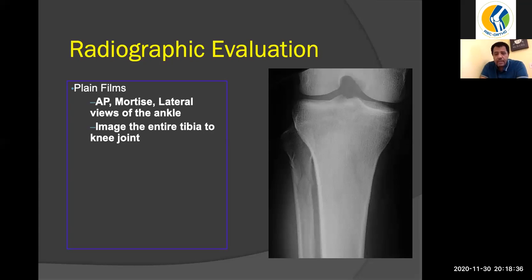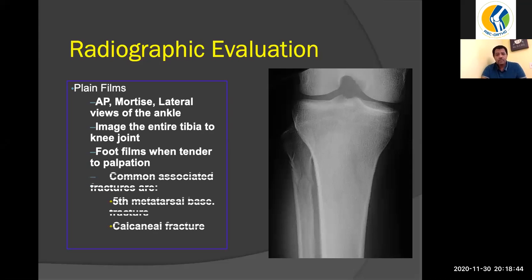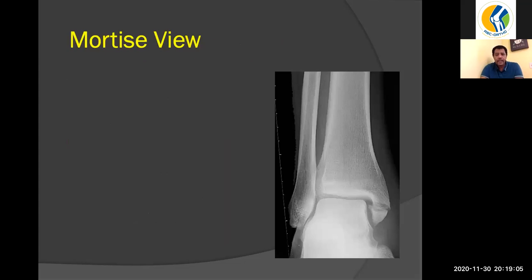But the X-ray people usually forget is the X-ray of the proximal tibia and fibula, because there are usually some fractures and trauma associated with proximal injury, especially the proximal fibular fracture. Also, we need to X-ray the foot because there are fractures usually associated with ankle problems, like fracture of the fifth metatarsal base and calcaneal fracture.